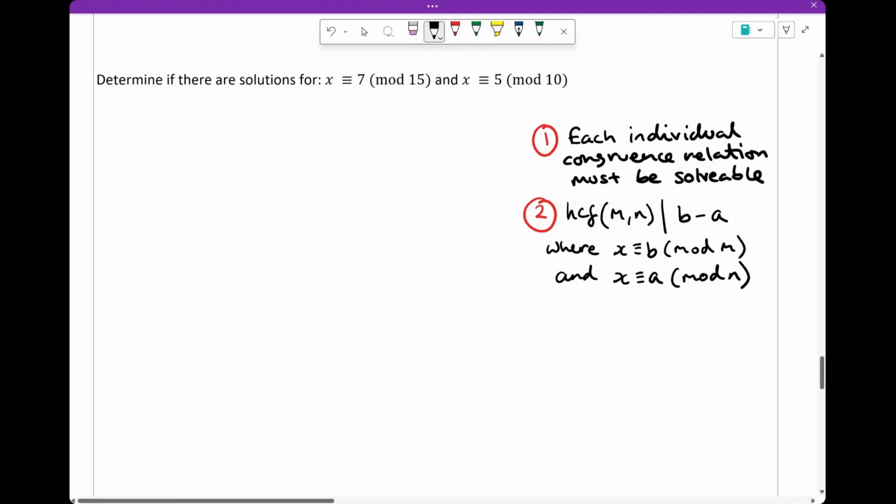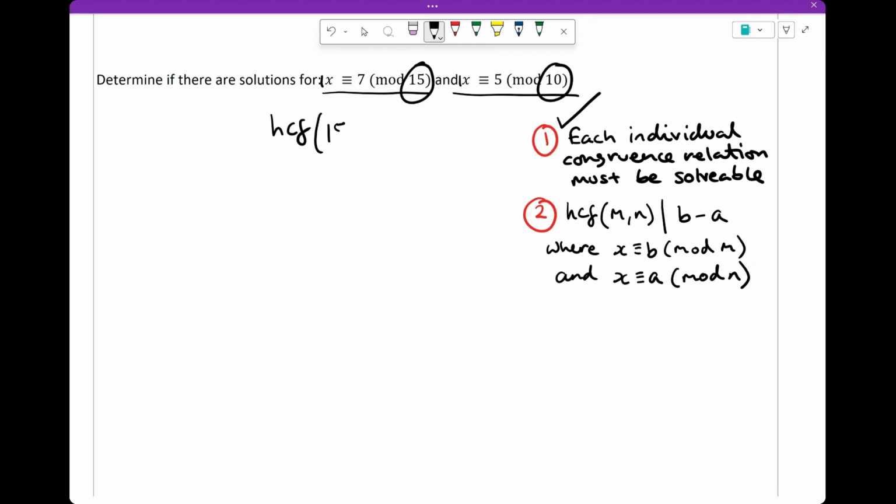Now let's have a look at another question where we're going to check if solutions exist. So here's our next one, and we need to determine if there are solutions to these two congruence relations here. Now, step 1 is to check that each individual congruence relation is solvable. Once again, we have 1x here and 1x here, so therefore they're already solved, so step 1 is essentially already done for us. Now let's consider step 2, which is finding the highest common factor of our two mods, so the 15 and the 10. Well, the highest common factor of 15 and 10 would be equal to 5.